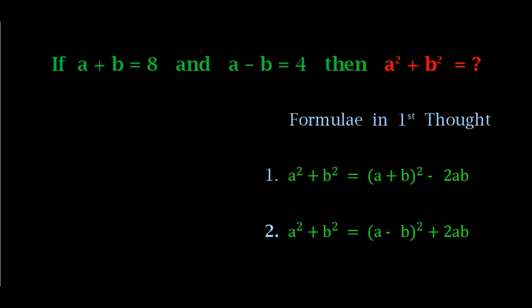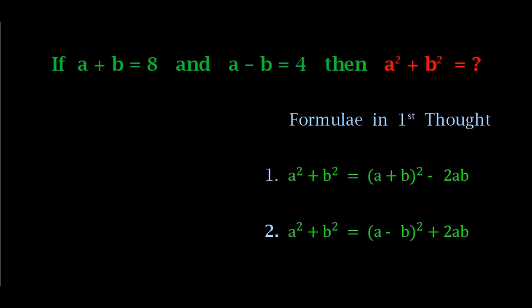If you look at this problem, we can see that the given values are a plus b is equal to 8 and a minus b is equal to 4. And we're asked to find the value of a square plus b square. So as soon as we see the problem, the formulae that appear in our thought first are: a square plus b square is equal to a plus b whole square minus twice ab, and a square plus b square is equal to a minus b whole square plus twice ab.